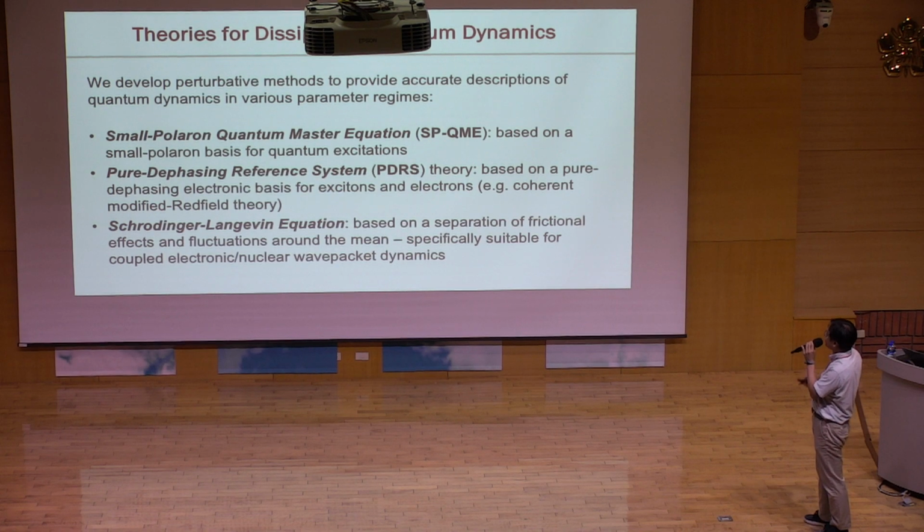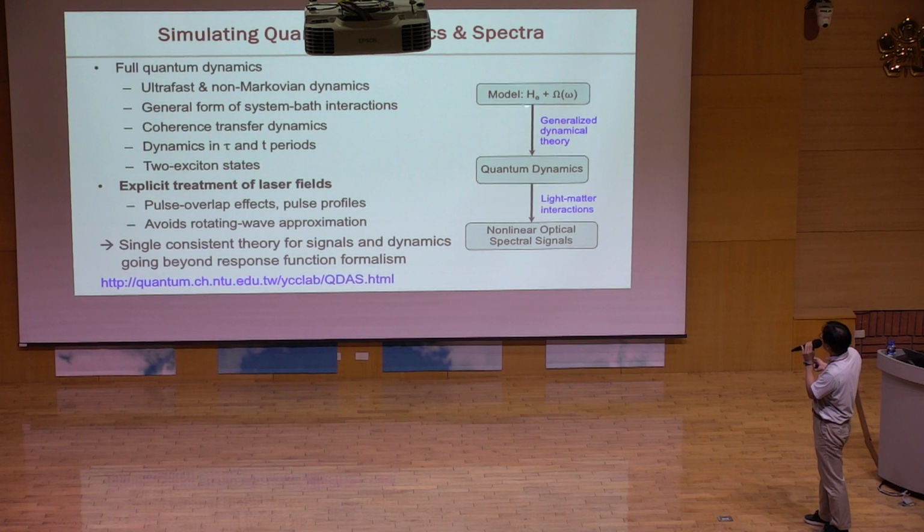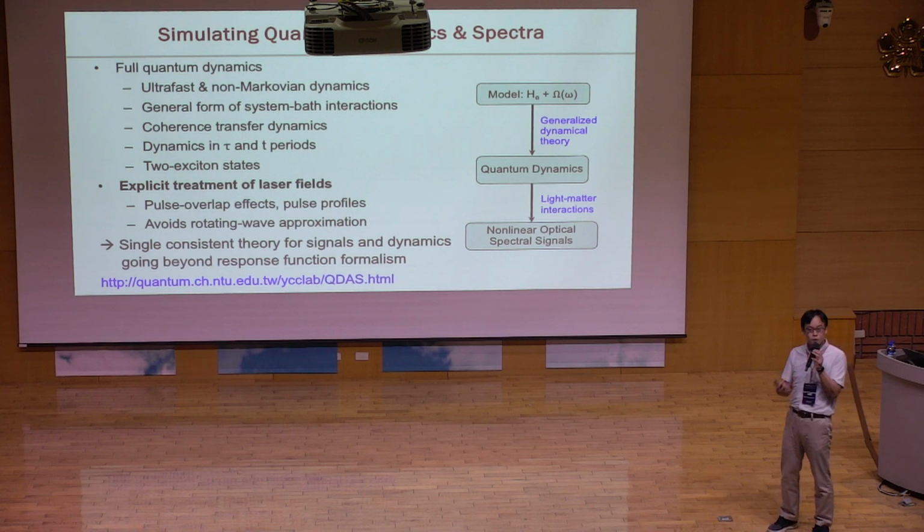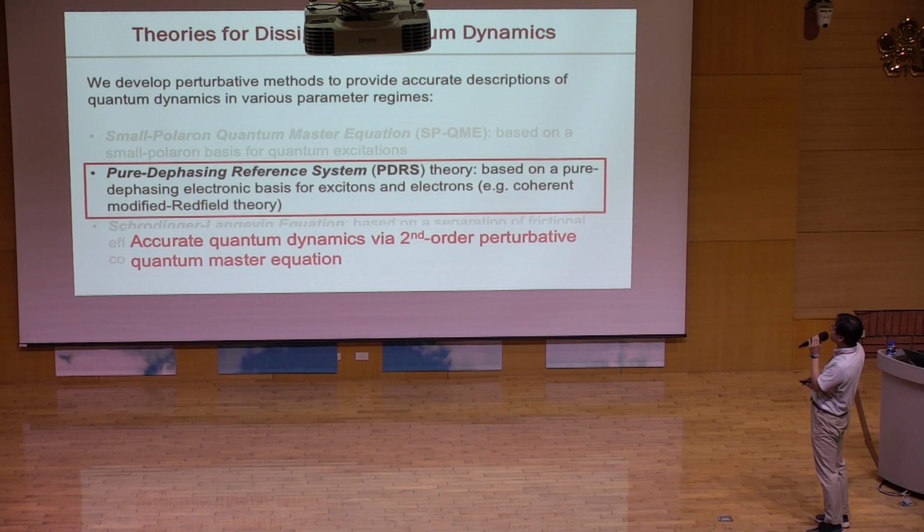And with this dynamical theory, we can use the obtained effective model Hamiltonian to calculate quantum dynamics and use the quantum dynamics simulation to calculate nonlinear spectral signals. This is very important because in complex systems, spectroscopy is the only way that we can compare our model with experiments. So let me talk about this pure dephasing reference system theory first.